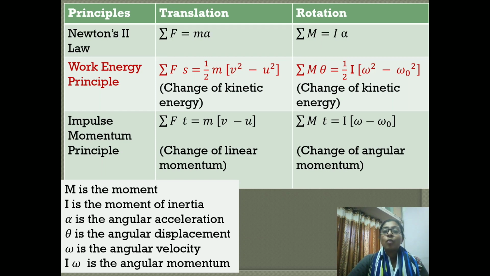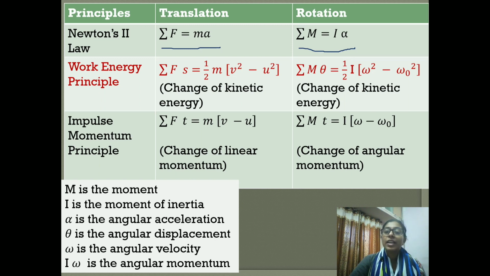So we know Newton's second law is force is equal to mass into acceleration. If it is translation or linear motion, it is force is equal to mass into acceleration, and when it comes to rotation, it is M is equal to I alpha, where M is the moment, I is the moment of inertia, and alpha is the angular acceleration. In translation, a is the linear acceleration; in rotation, alpha is the angular acceleration.